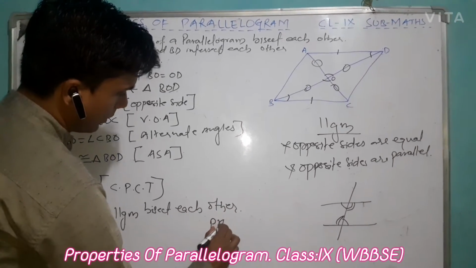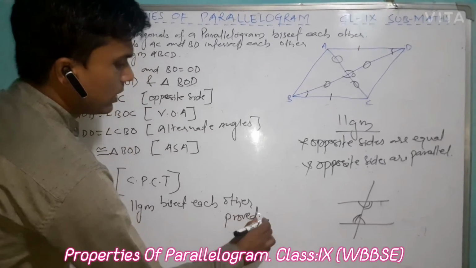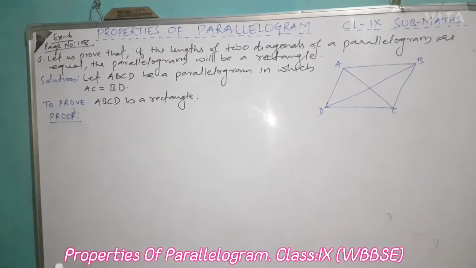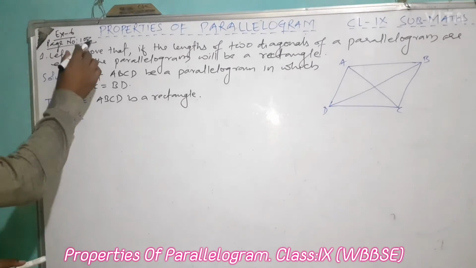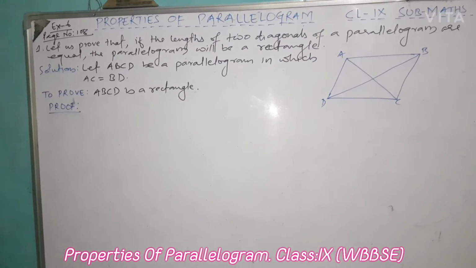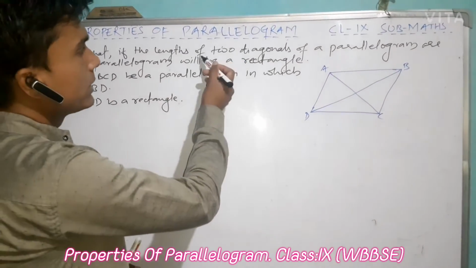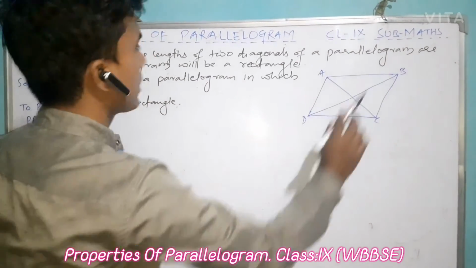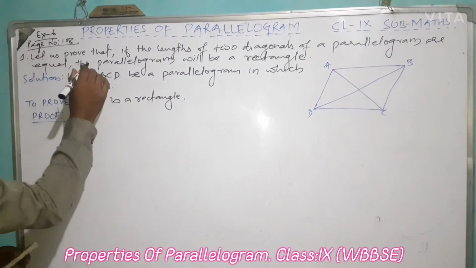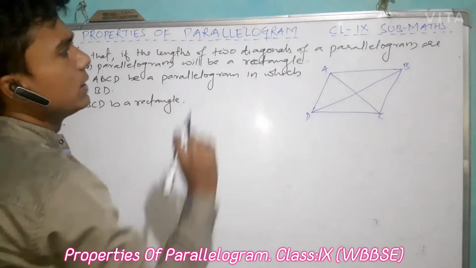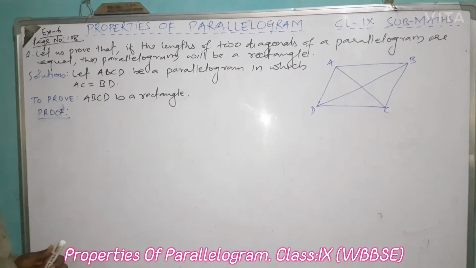Proved. So this is all about the first theorem. Let's take another one. Here I have taken a question from your Exercise 6, page number 108. The first question is: let us prove that if the lengths of the two diagonals of a parallelogram are equal, then the parallelogram will be a rectangle.